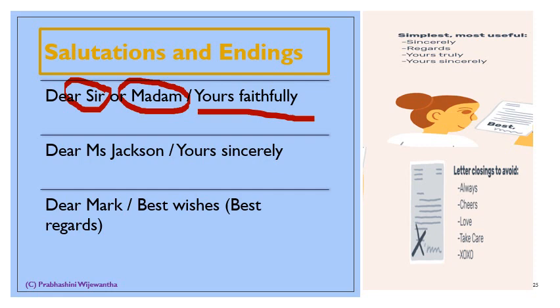Here, Dear Ms Jackson. So here, you know it's a female and you know the name, Ms Jackson. Irrespective of whether they are married or not, you can use the expression Ms. Nowadays, whether we know they are married or not, people use the expression Ms when writing a letter to a female. So Dear Ms Jackson, and you end it with yours sincerely because you are writing to a named person.